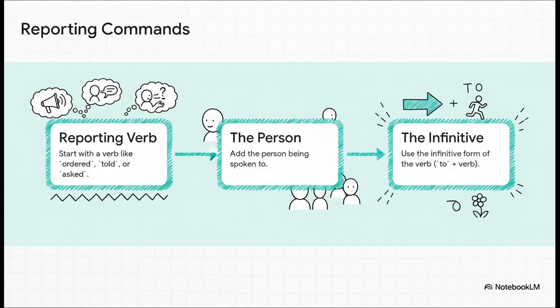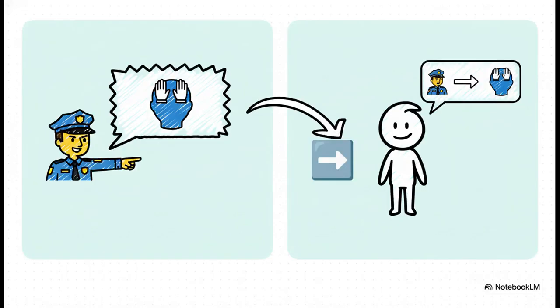It's basically a simple three-step recipe. First, you pick a reporting verb that really fits the tone, like ordered for a strong command or asked for a polite request. Then you name the person being spoken to. And finally, you just follow it up with the infinitive form of the action, which is simply to plus the verb.